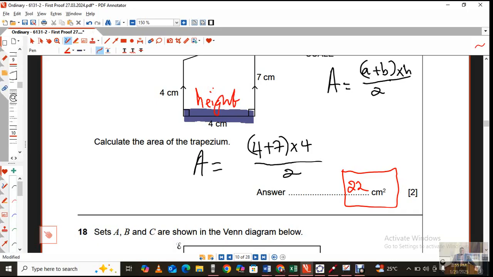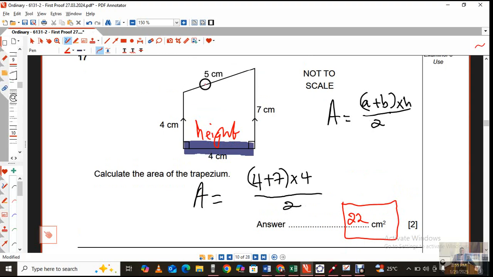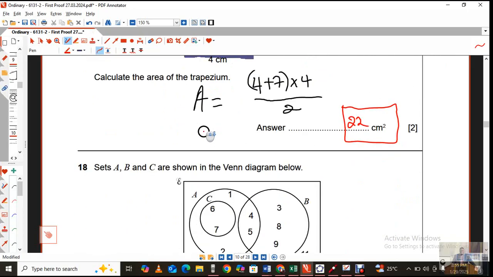Okay. So that 5 was given to you only as a decoy. There's nothing you can use for that 5, unless they ask you to find the perimeter. That means the distance all around that shape consisting of straight lines.